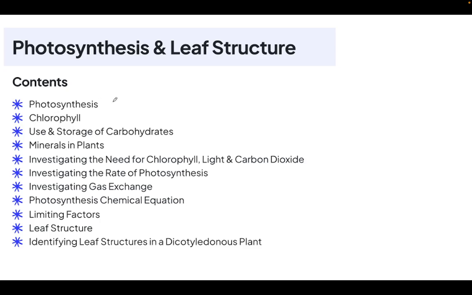So in today's topic, we talk about photosynthesis. We get to understand photosynthesis nicely. We talk about chlorophyll, the use and storage of carbohydrates. We discuss minerals in plants. We see how we can investigate the needs of chlorophyll, light, and carbon dioxide, and also investigate the rate of photosynthesis, investigating gas exchange, and photosynthesis chemical equations. We see the limiting factors of photosynthesis. We see the leaf structure, that includes the external and internal structures of it.